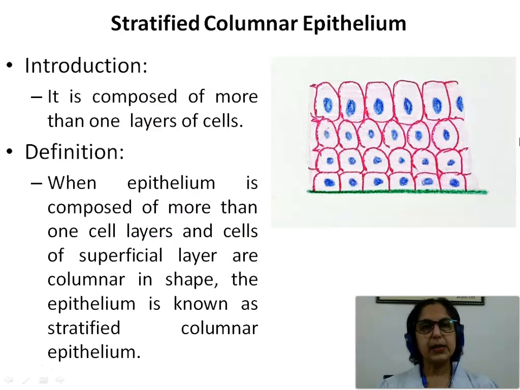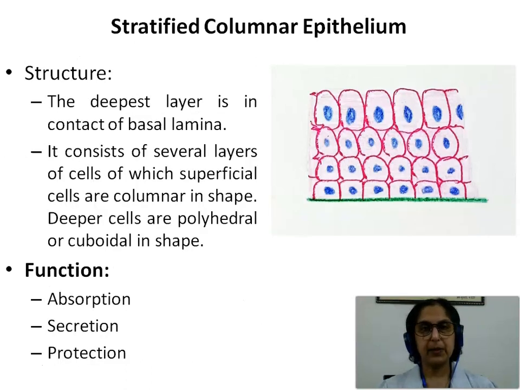Next we see stratified columnar epithelium. It is composed of more than one layer of cells. When epithelium is composed of more than one cell layer and cells of the superficial layer are columnar in shape, the epithelium is known as stratified columnar epithelium. The deepest layer is in contact with the basal lamina. It consists of several layers of cells, of which the superficial cells are columnar in shape.